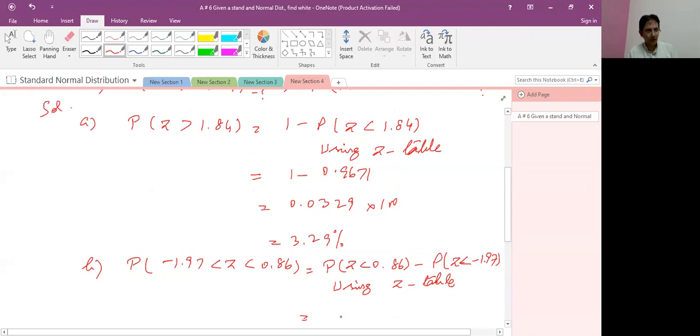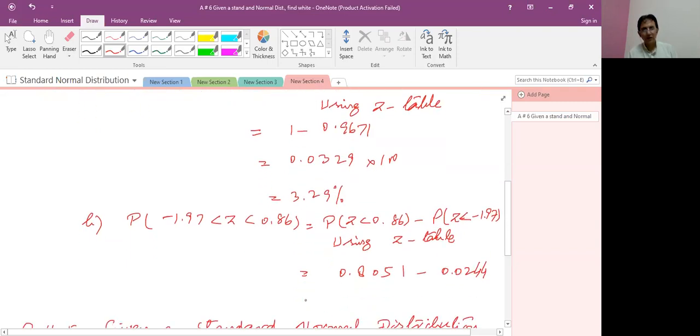So the first answer it is 0.8051 at this point, and at this point it is 0.0244. Subtract from this value and find the result, it is 0.7807. It means approximately 78% chances. This will be your answer.